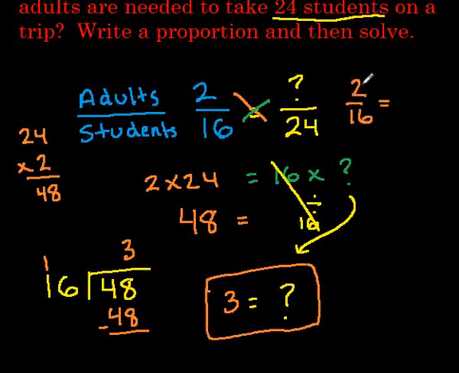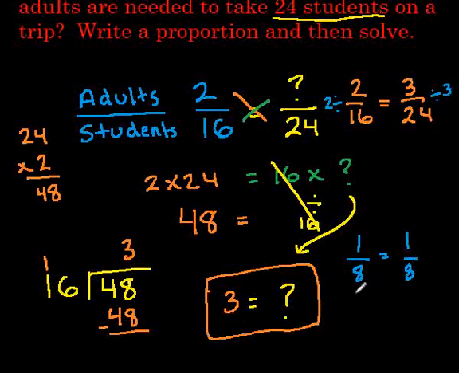Does it equal, remember I'm going to plug in a 3 here for the question mark, 3 over 24. If I reduce both fractions, the first one has to be reduced by a 2. 2 divides into 2 one time, and 2 divides into 16 8 times. And this fraction over here, 3 over 24, needs to be divided by 3. So 3 divides into 3 once, and 3 divides into 24 8 times. So the fractions do equal each other.